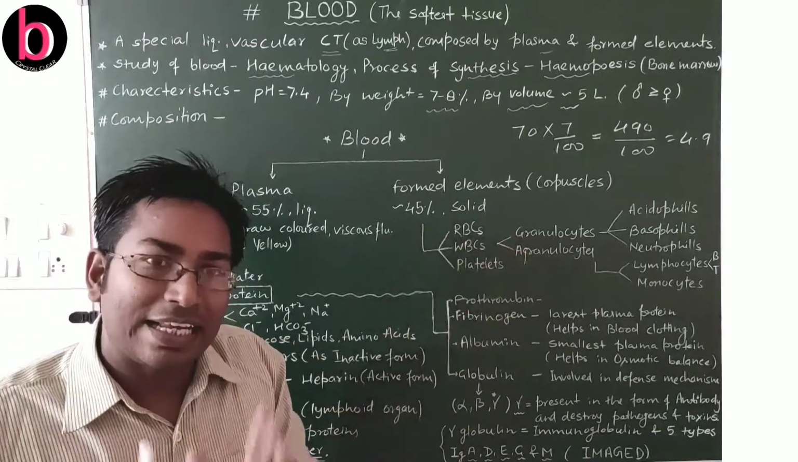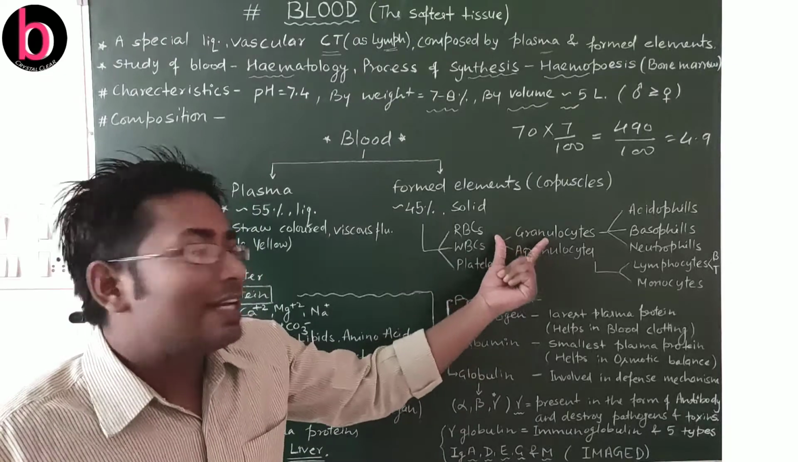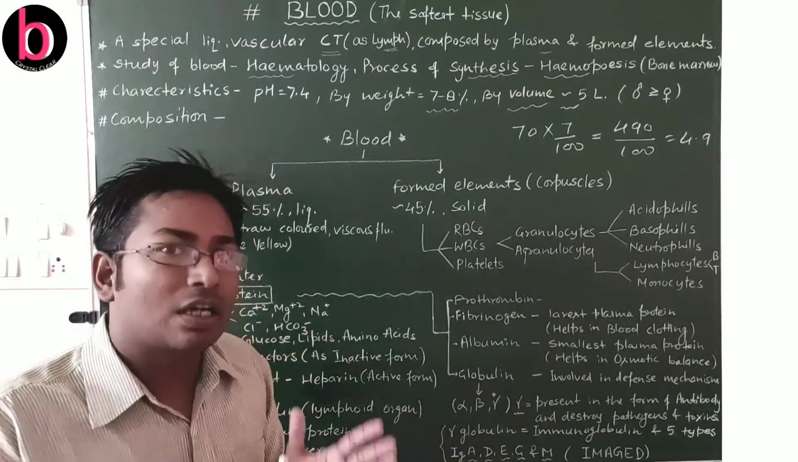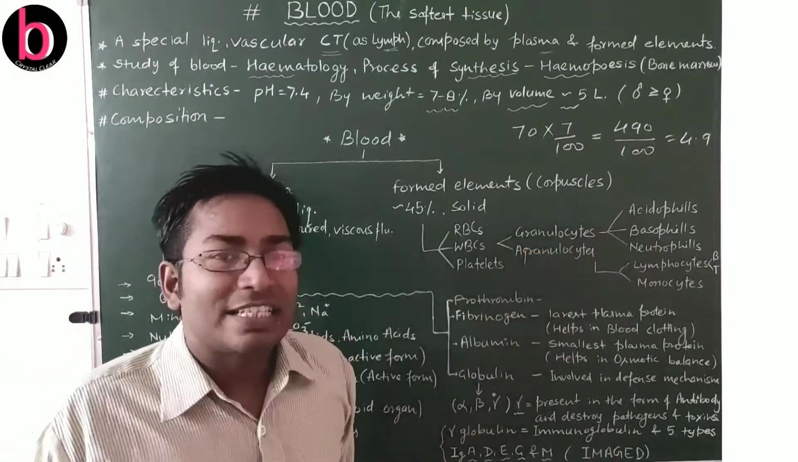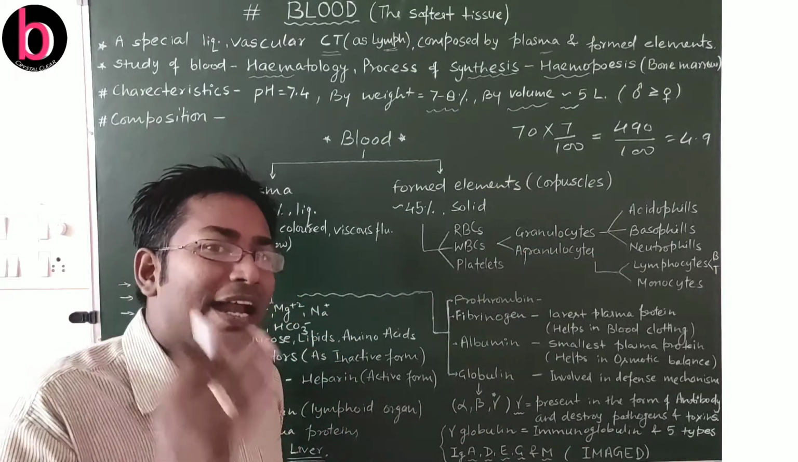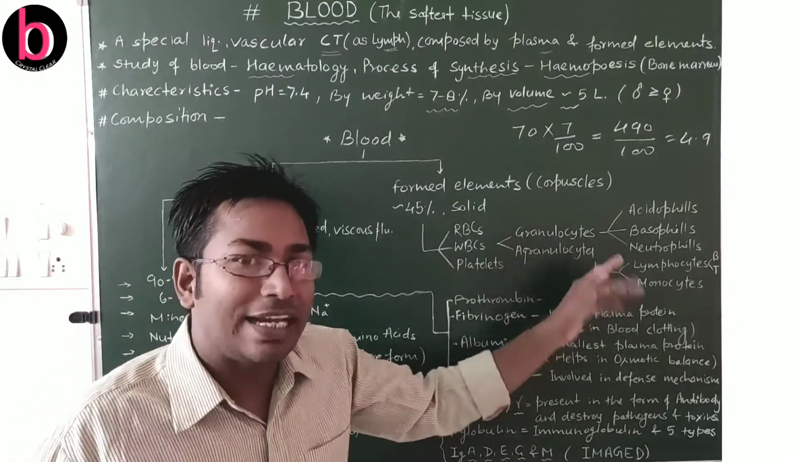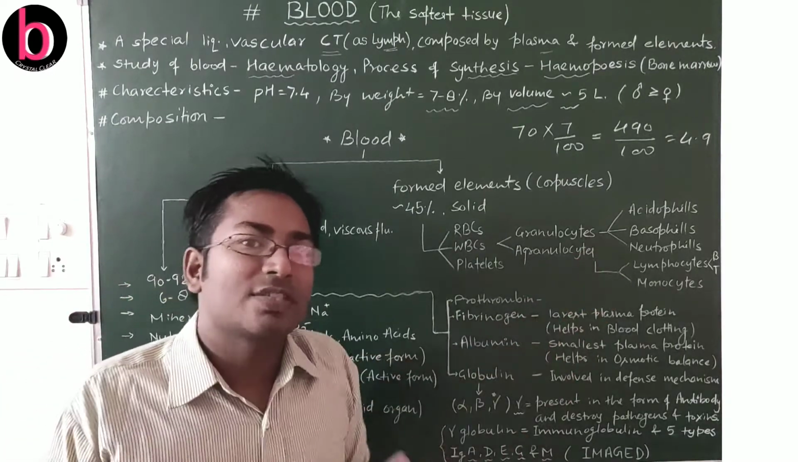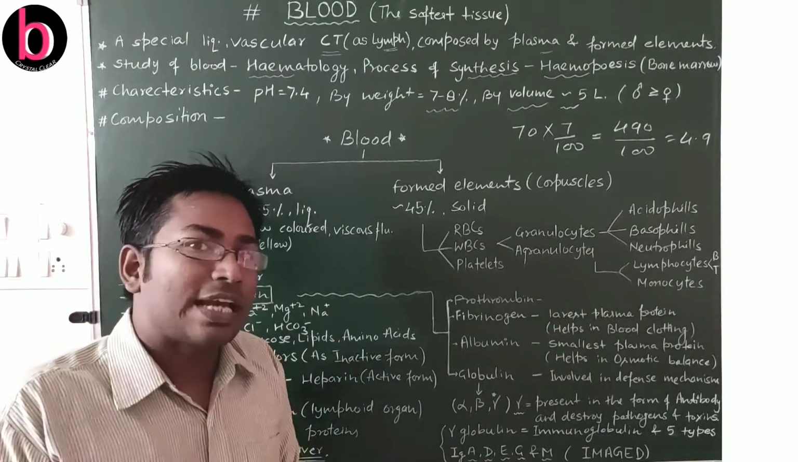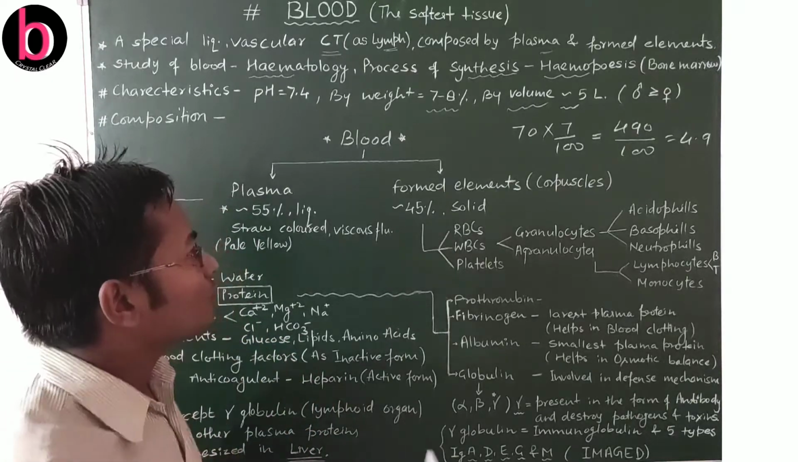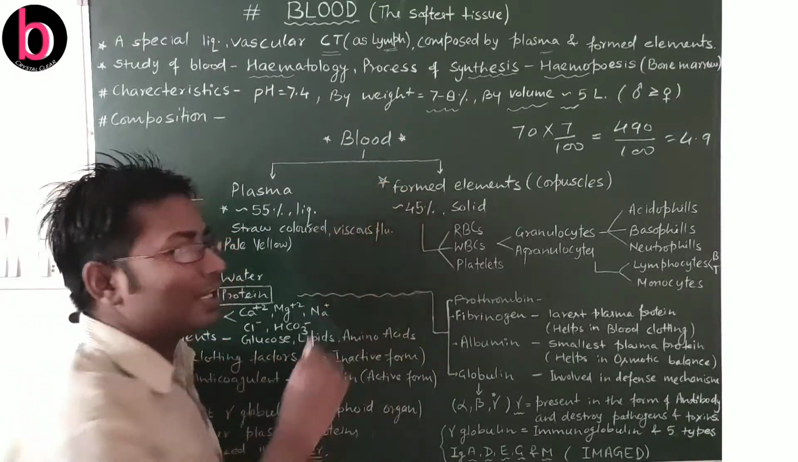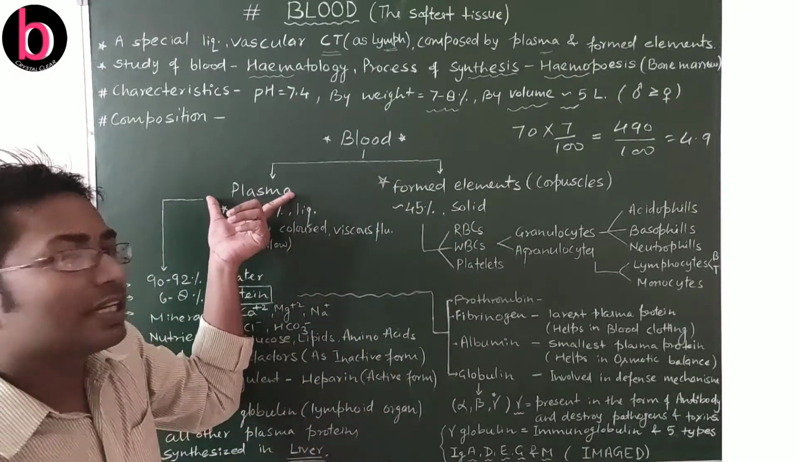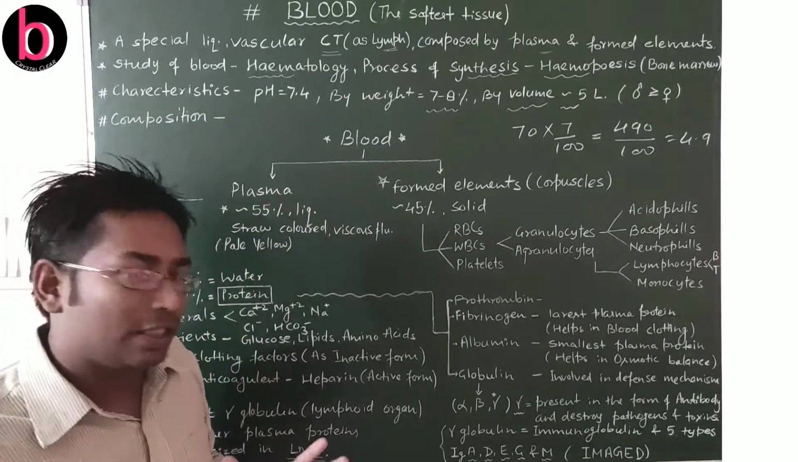Further, WBC is categorized into two: granulocytes and agranulocytes. Granulocytes are composed of three types of cells: acidophils, basophils and neutrophils, while agranulocytes are of two types: lymphocytes and monocytes. Lymphocytes are further of two types: B lymphocytes and T lymphocytes. Further details of these formed elements we will discuss in the coming lectures, but here we will discuss the details of plasma only.